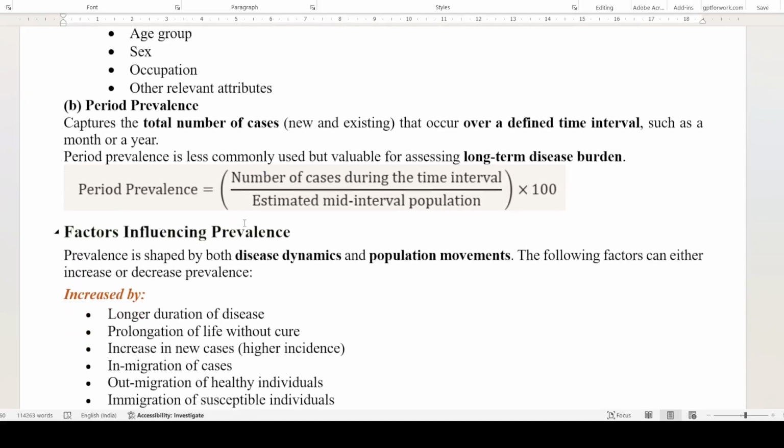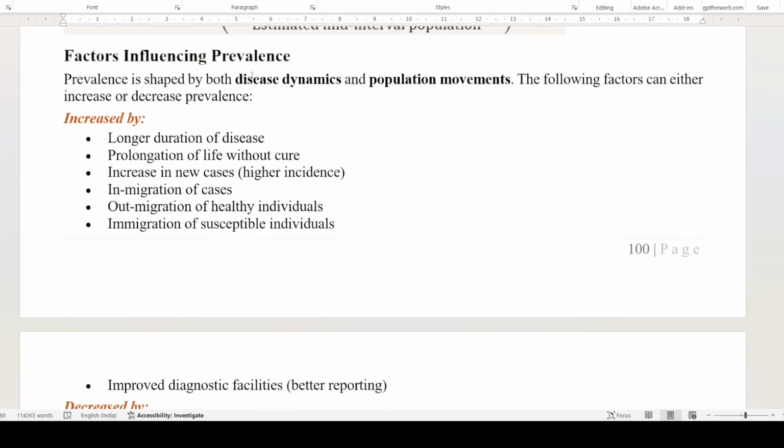When we consider period prevalence, then a defined time interval is taken, like a particular month or a particular time in the year, like if we are taking a season or a particular month, right? So factors influencing prevalence are disease dynamics and population movements. Now population movements means immigration and emigration are also occurring, so we have to take care that the population under study should not immigrate or migrate anywhere.